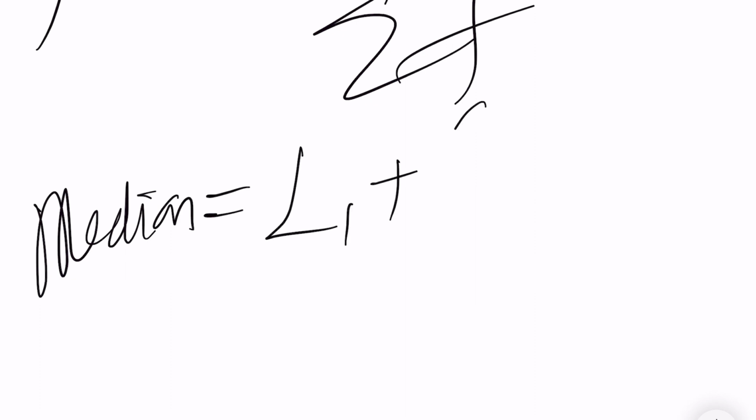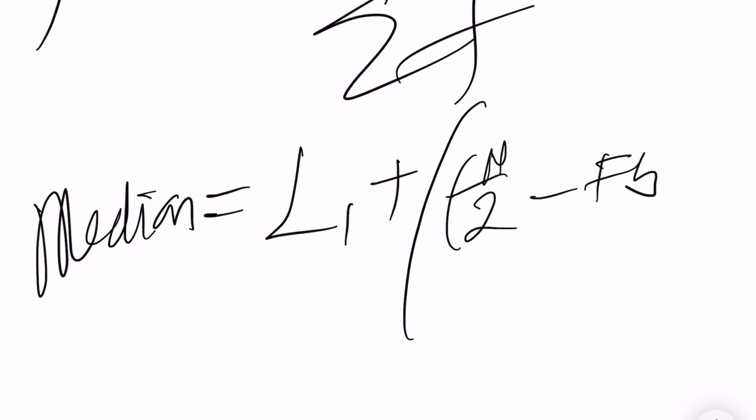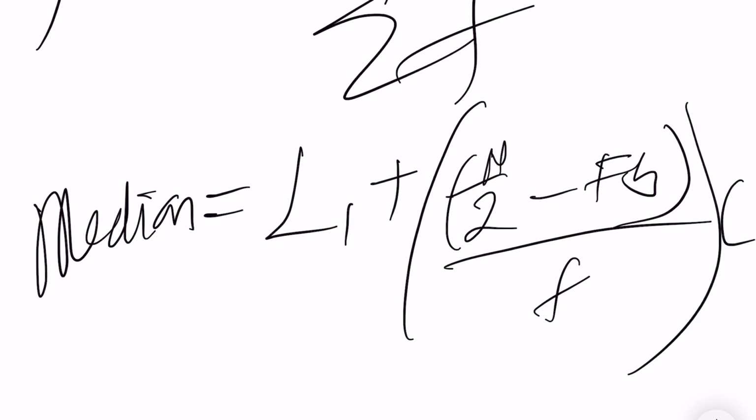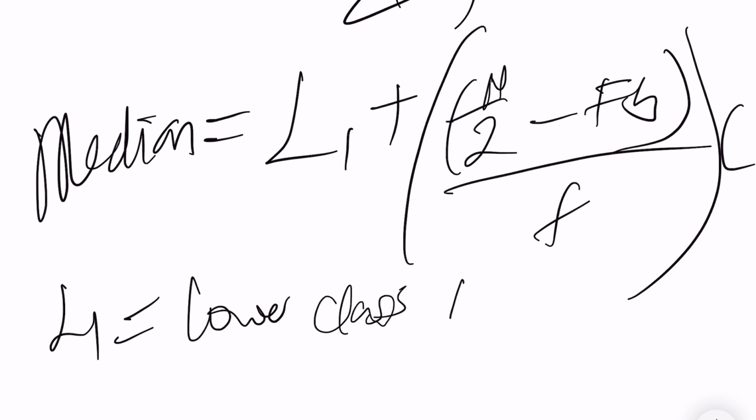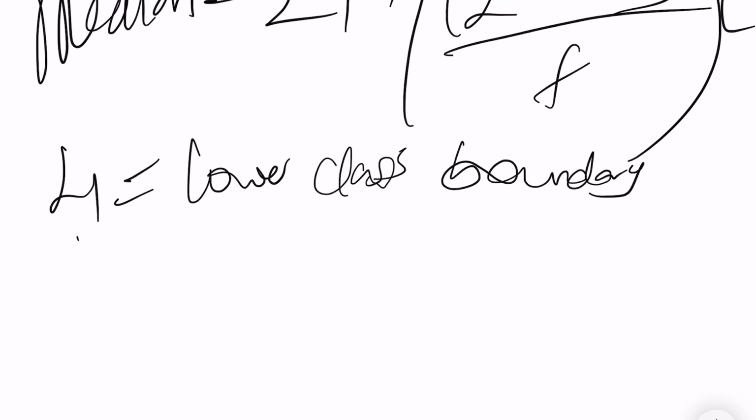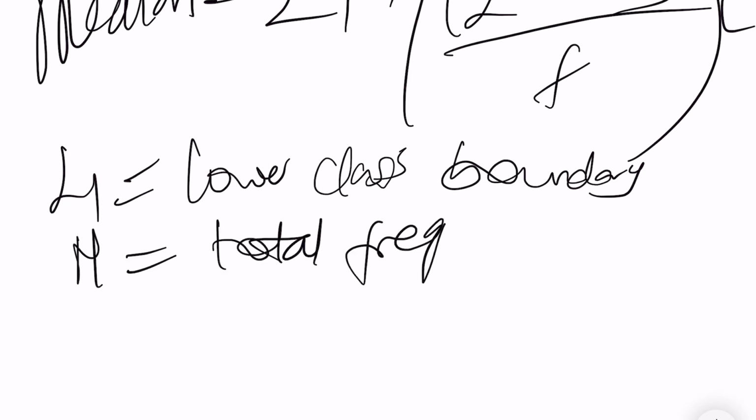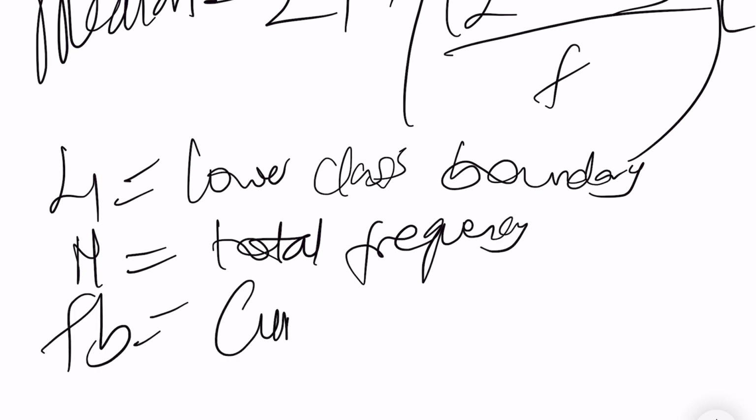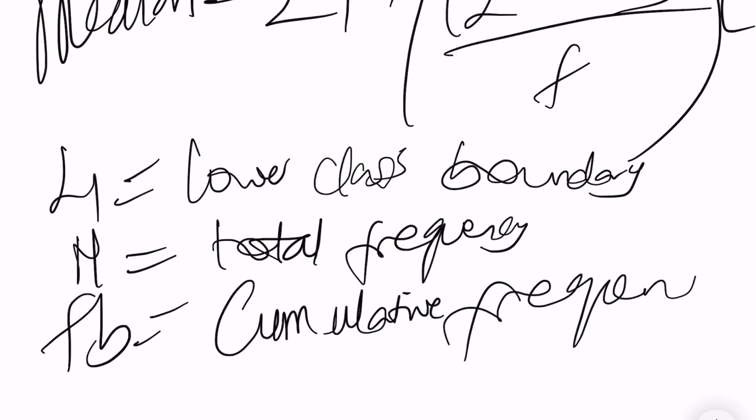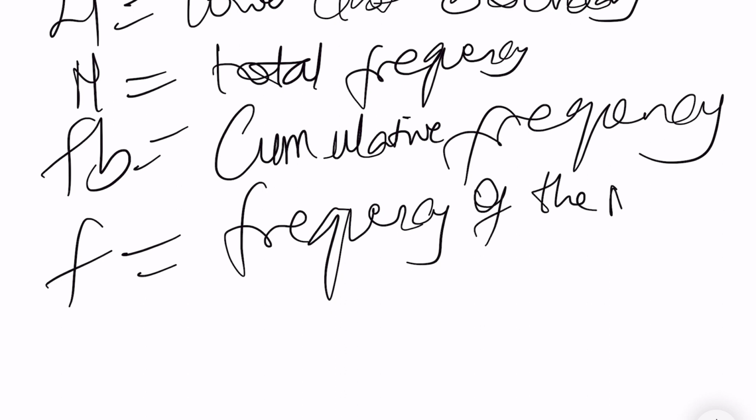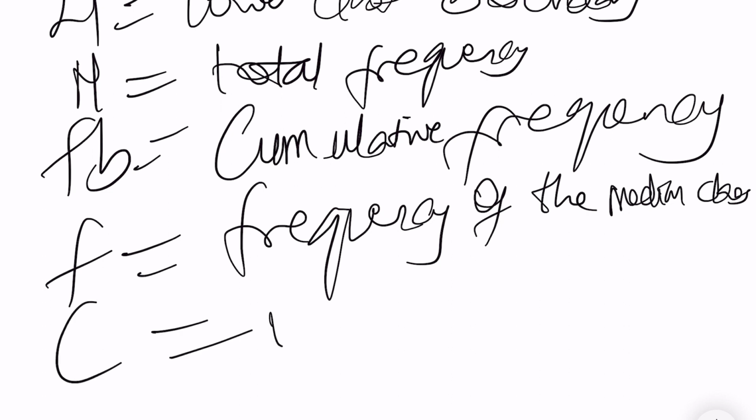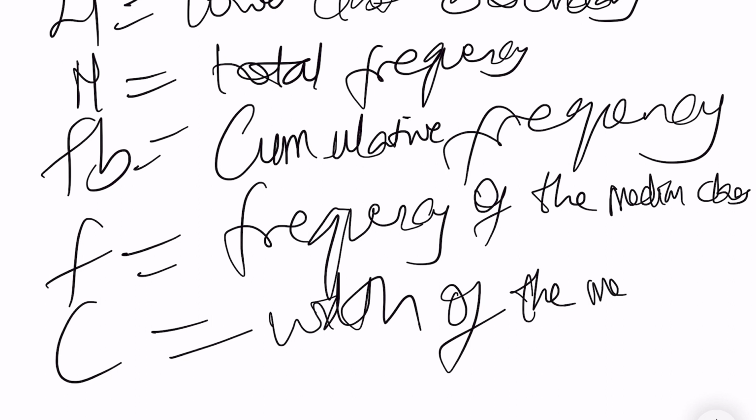Now, for median, we have it to be L1 plus (N over 2 minus FB) over F, all into bracket C. Where L1 is the lower class boundary of the median class, N is the total frequency, FB is the cumulative frequency before the median class, F is the frequency of the median class, and C is the width of the median class.